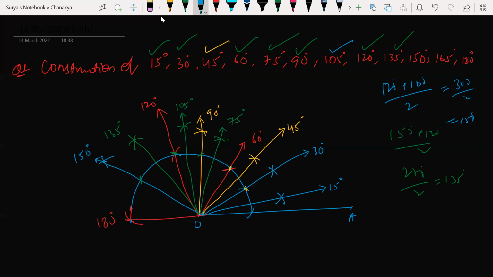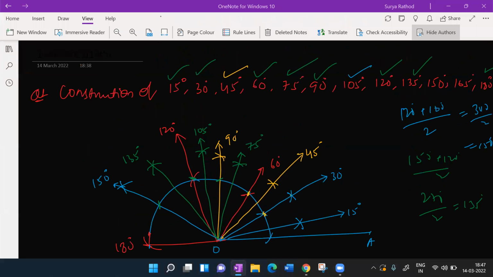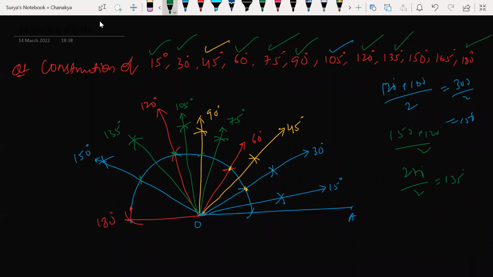Next, what are the things we are left with? 150, 165, and 180. 180 already we have done. So 150 we are left with, and 165 we are left with. Sir, 165. 165 we are left with, and 150 we are left with. 150 also we did draw. 150 we did. 165 can be. How can you take 165? Sir, it's 150 and 180 bisect. 180 plus 150 bisecting. So how much? 330 by 2. 330 is nothing but 165.